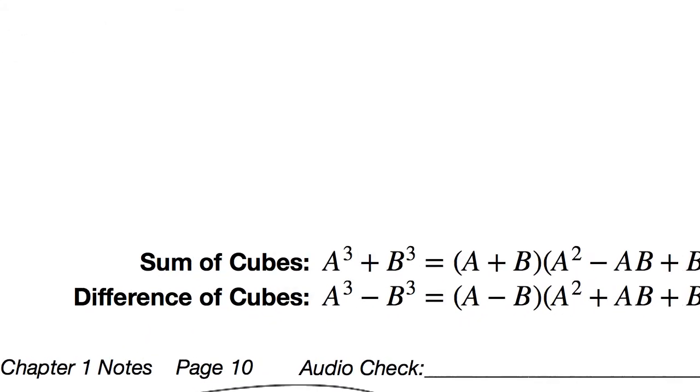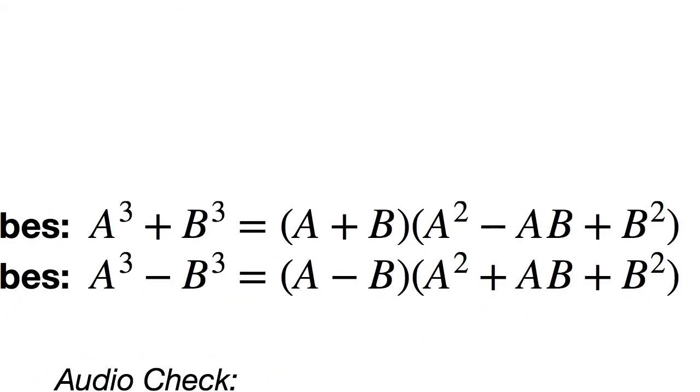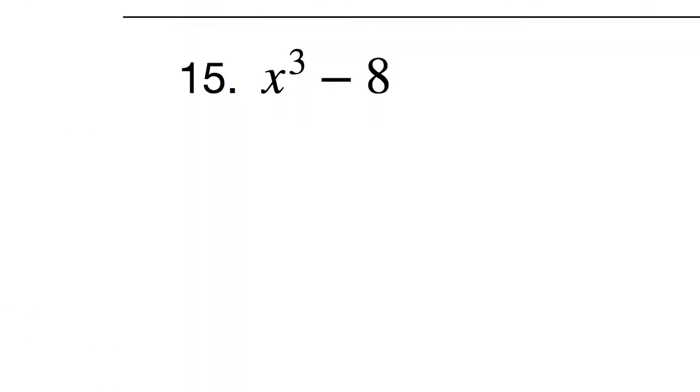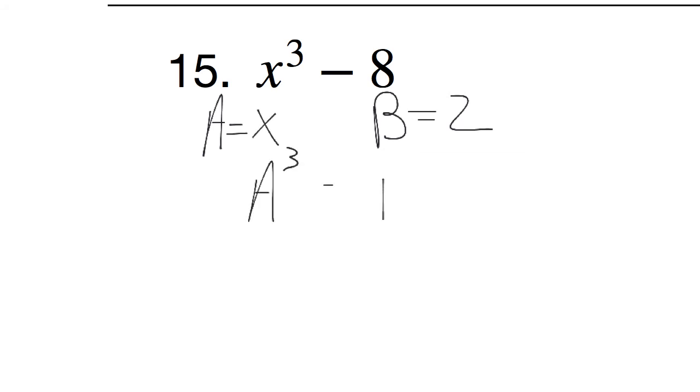Next formula, cubes. Sum of cubes, difference of cubes. These we're going to memorize also, because we're going to write them down and use them so much. I see a difference of cubes. What number times itself 3 times is 8? That's 2. What number times itself 3 times is x cubed? That's going to be x. So what I have is a cubed minus b cubed.